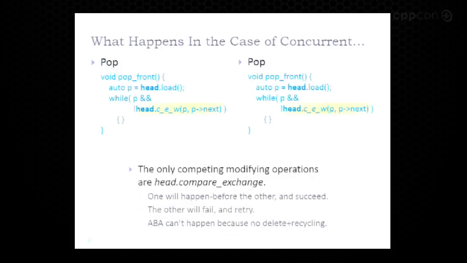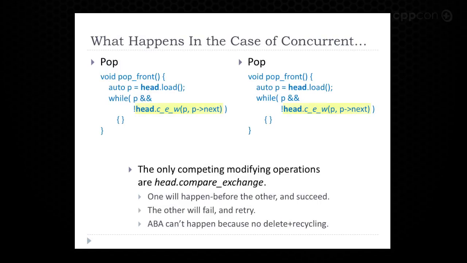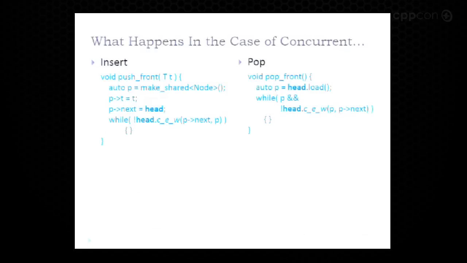One of those two is going to succeed, the other one's going to spin, and ABA can't happen in this case because there's no delete as long as anybody has a pointer to the node, and so there's no memory recycling, which is kind of nice. So now let's look at insert and pop.